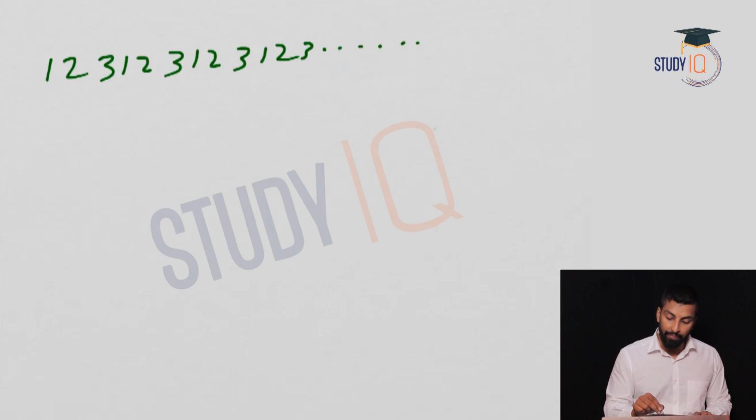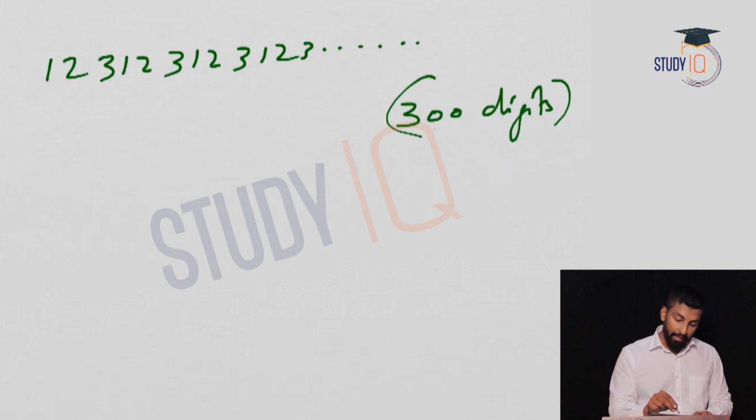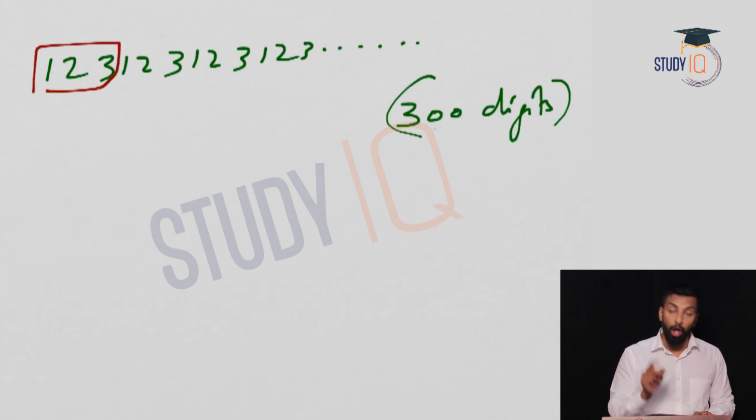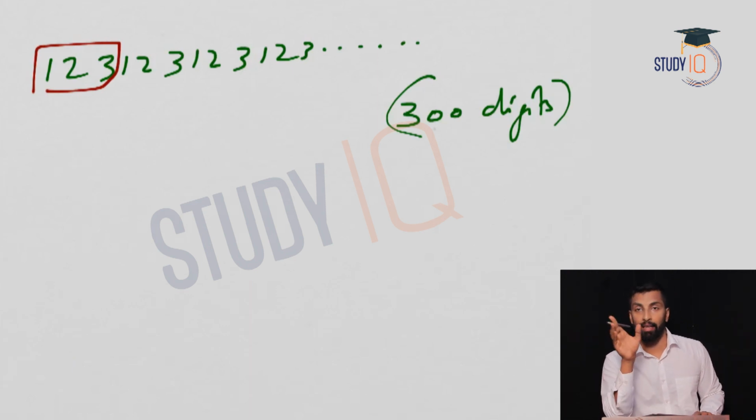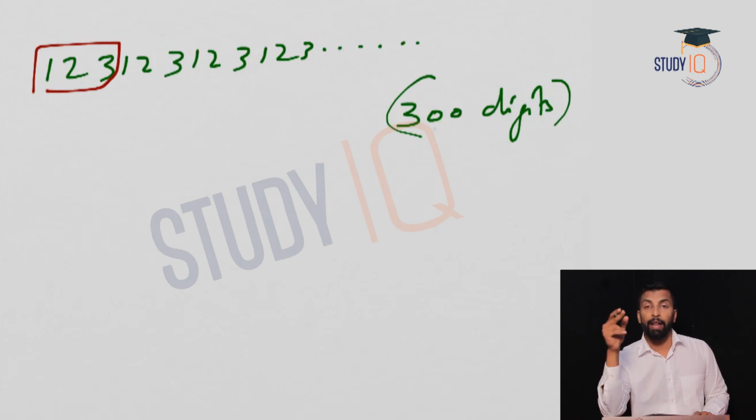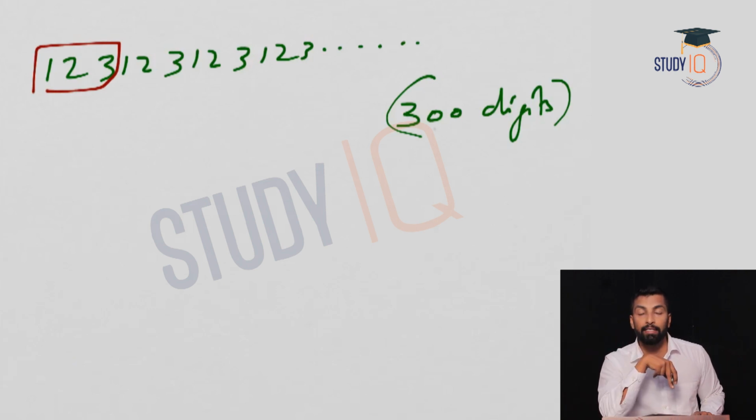Let's take one more example. If you have a number 1 2 3 1 2 3 1 2 3 1 2 3 and so on, let's say you have 300 digits. That means if you consider 1 2 3 as one block, one group, how many such groups are there? 100 groups are there. Each group is 1 2 3, so total 300 digits, right? So as per our method, we need to group from the rightmost side into triplets. So you get 100 triplets here.